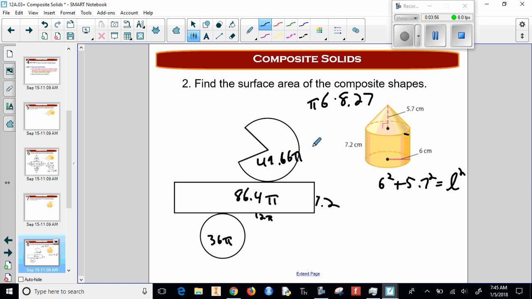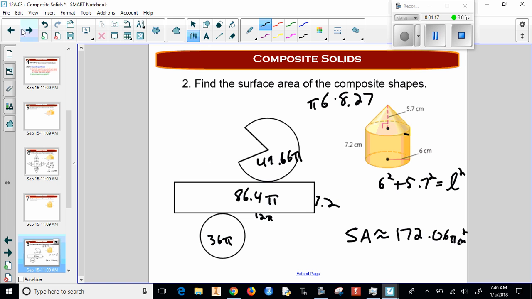Now I can add these all up. 86.4 plus 36, and my surface area is somewhere around 172.06 pi centimeters squared.